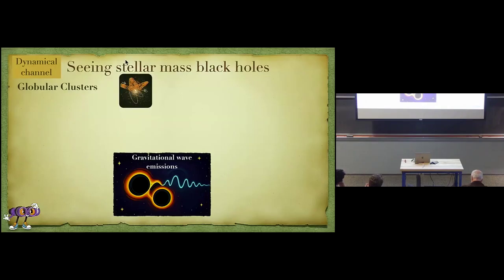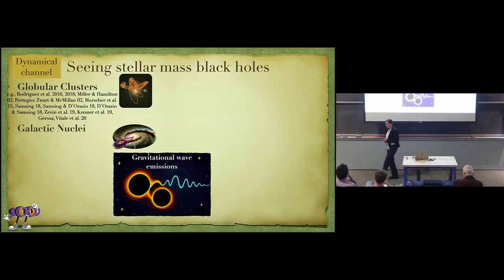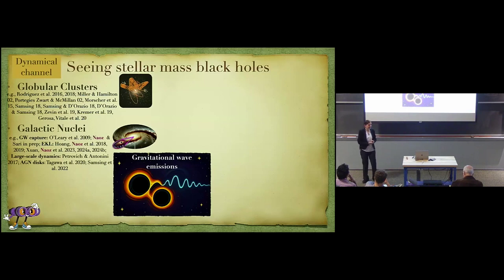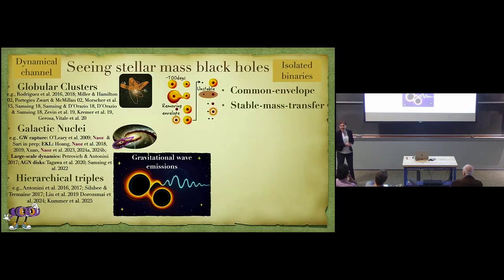Maybe in the dense globular clusters, we can have black holes meet each other and merge. Maybe in galactic nuclei, either they assist with a supermassive black hole, or with some gas around, or with some sort of black hole capture. Or maybe hierarchical triples have been suggested. Kina would note that I have not worked on this for a specific reason. And then maybe isolated binaries.